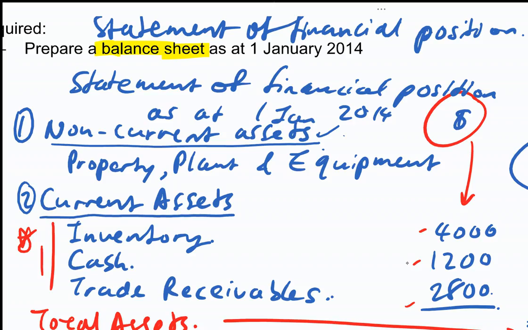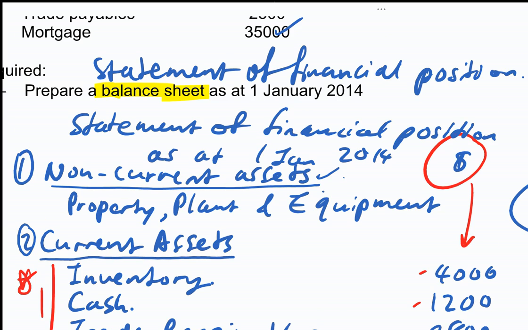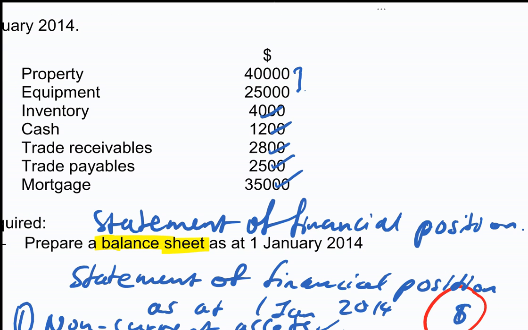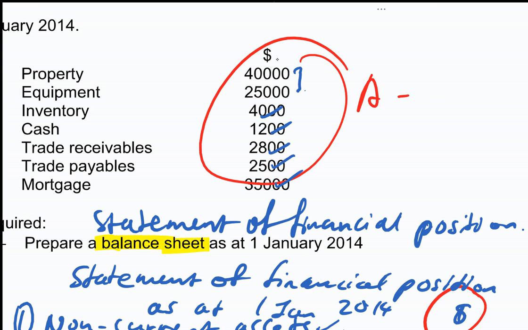Okay, next one is capital. Again, in this question, the capital is unknown. Since it's unknown, then you will need to find it out on your own. How do you find the missing capital? Yes, you're right. So you take A minus L. Asset minus liability, that gives you capital. Okay, that's one way to find it.